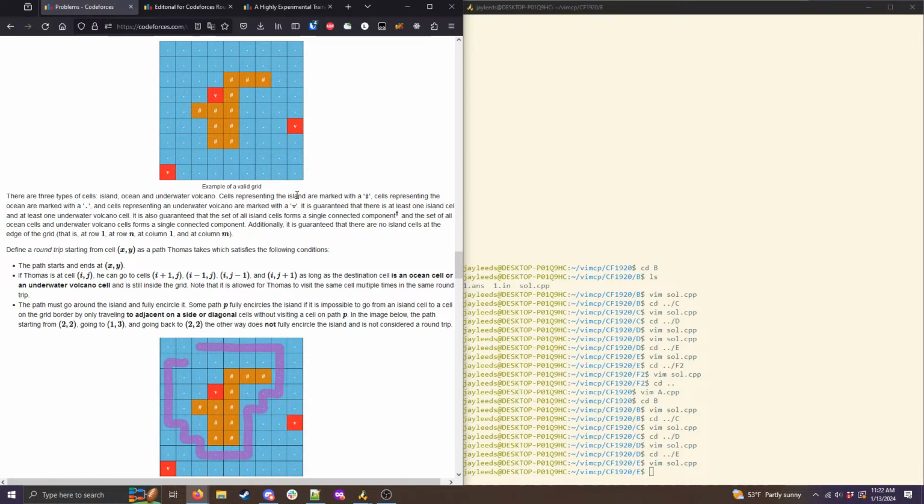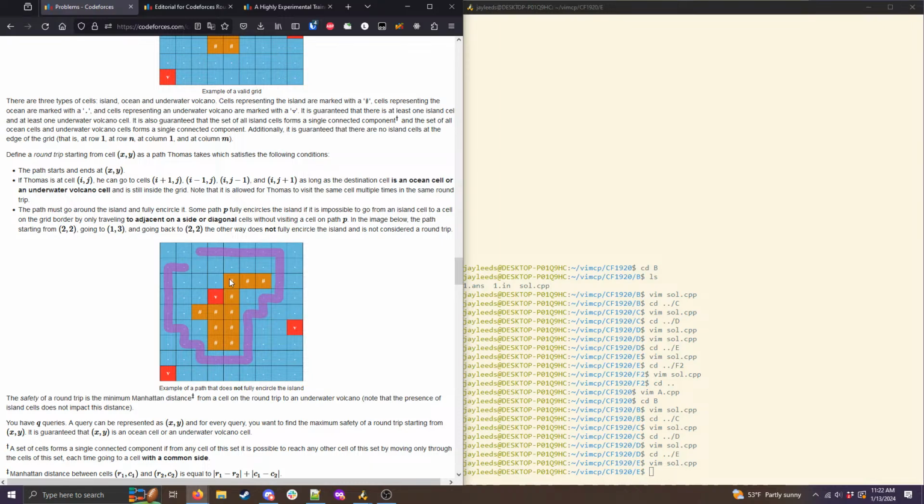We're going to define a round trip as a path that starts and ends at some position x, y. And we can go in the 4 directions. The path has to fully encircle the island, meaning that we shouldn't be able to start at some cell on the island and get to the border of the grid by going up, down, left, right, or diagonally without crossing our path. So for example, this example doesn't fully encircle the island because we can go from here to here to here and then diagonally like this. And the key idea is that in a round trip, we can visit the same cell multiple times.